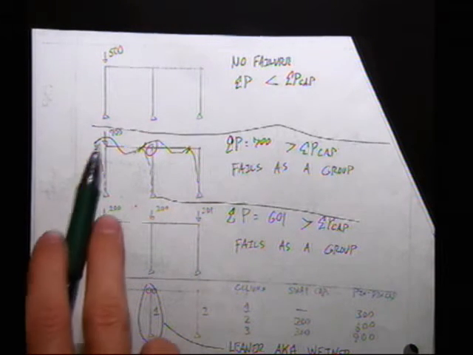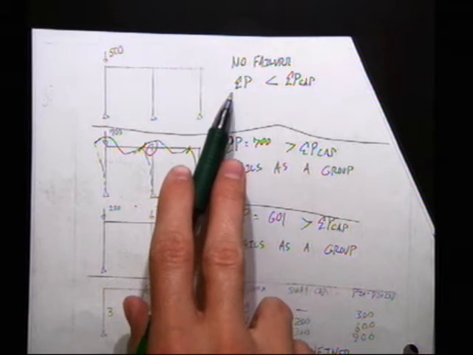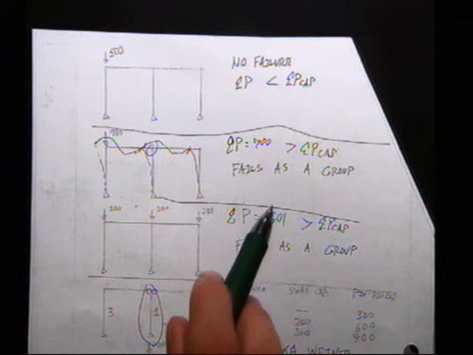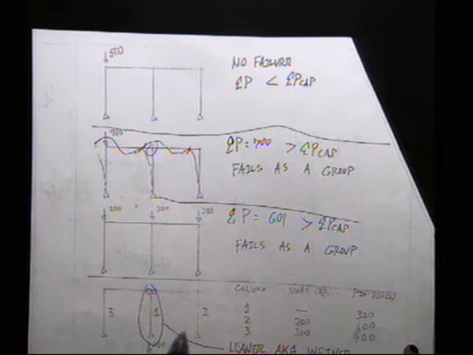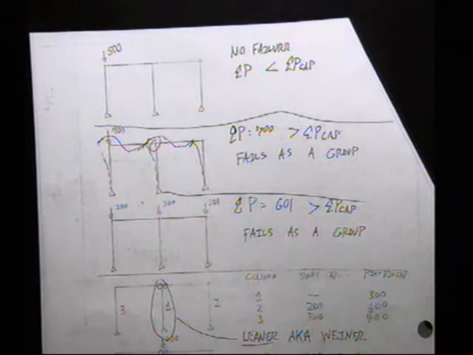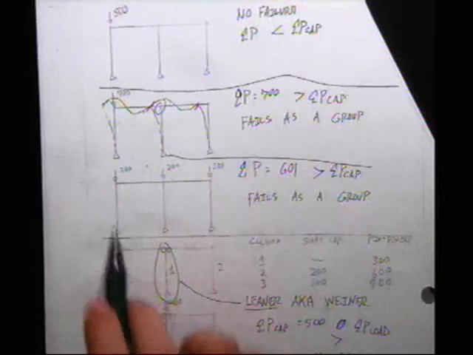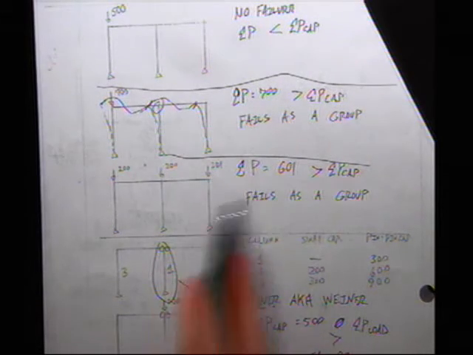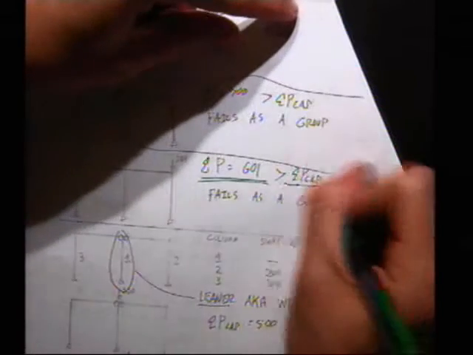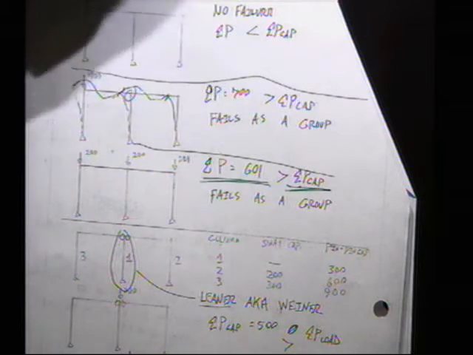So let's say I take 500 kips, though. Instead of putting it over here, I put it over here. And I say, hey, there's no failure. Because the summation of P, the load on it, is less than the summation of P capacity. So I'm good. Okay, so now let's do this one. I put 700. I say it's going to fail as a group because 700 is greater than 600. And I draw the deflected shape. And now I put 200, 200, and 201. Well, again, I'm comparing summation of P of my load to summation of P of my capacity. And if it's greater, it'll fail as a group.